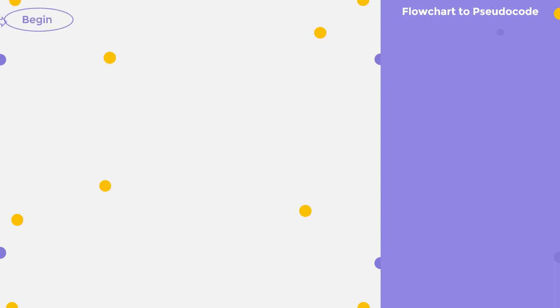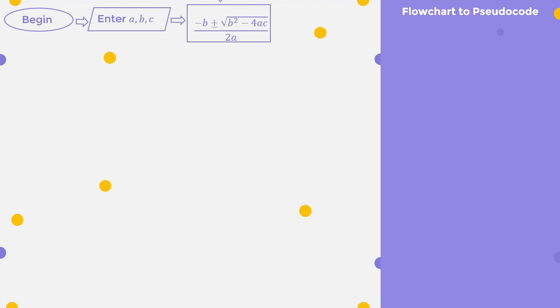Here is a flowchart. First of all, we are going to begin the process. After beginning the process, we put the inputs where we enter A, B, and C, which are integers. Then from there, we want to process the roots from the quadratic formula, which is minus b plus or minus the square root of b squared minus 4ac, which is the discriminant. Then divide everything by 2a.